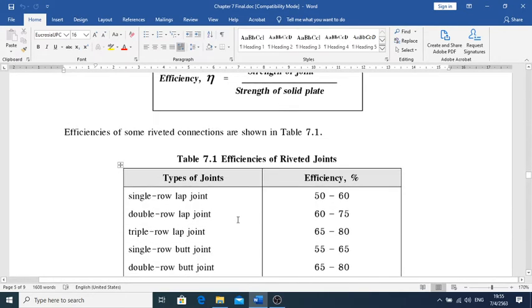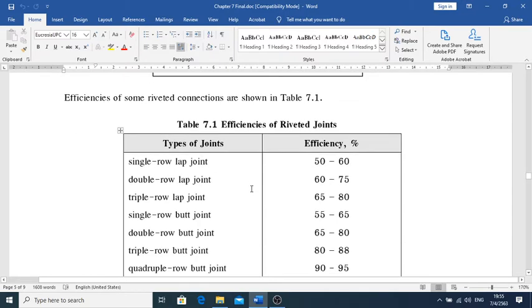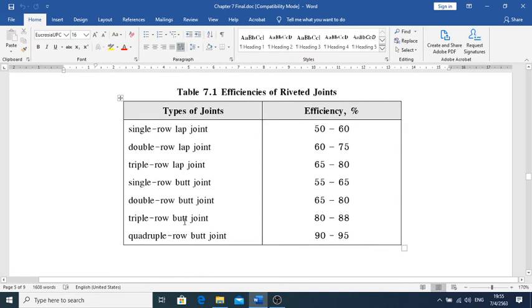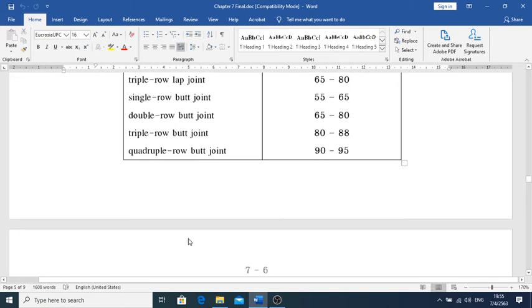So therefore, Table 7.1 shows you, okay, a single row lap joint is only 50 to 60%. Double row increases a little bit, triple a little bit more. But for a double row butt joint, it's going to be better, better, better. Of course, for the quadruple, it's close to 100% straight away. So typically, we're going to do the butt joints, which are a whole lot better anyway.